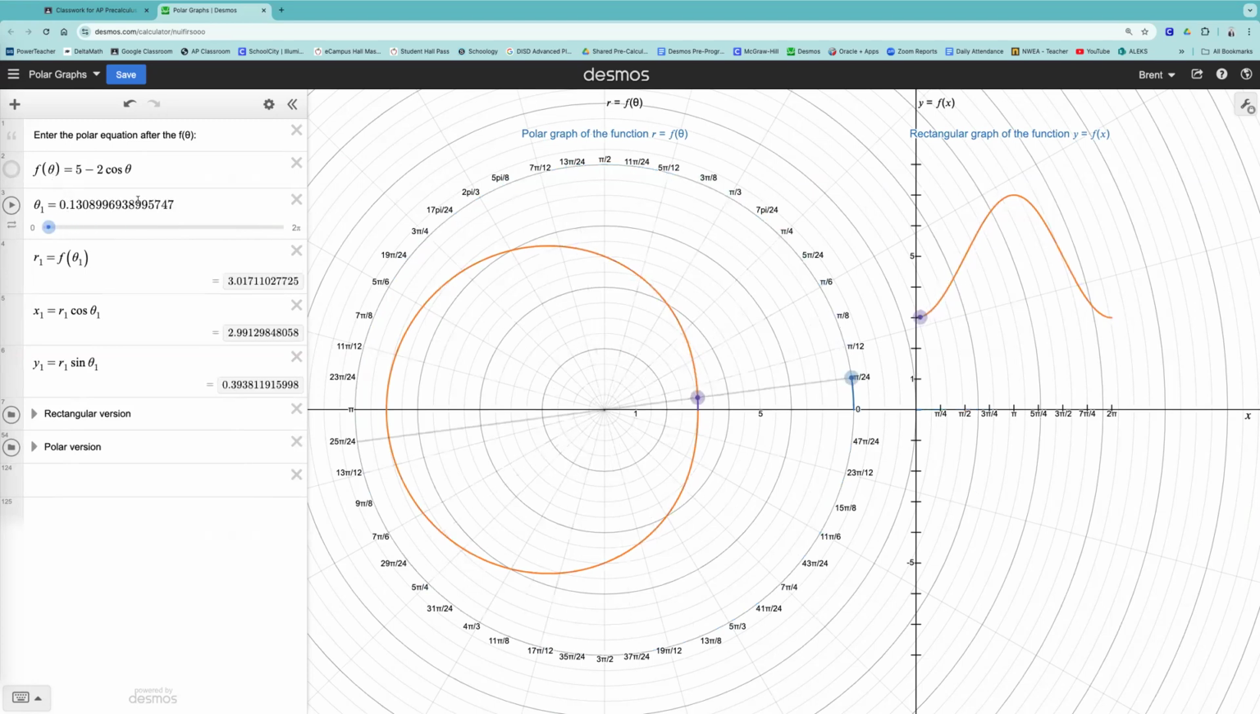Convex limacon. So a limacon is when your two numbers are different. If the two numbers are different, it's a limacon. If the two numbers are the same, it's a cardioid. What created the heart was the two numbers being the same. Limacons when the two numbers are different.